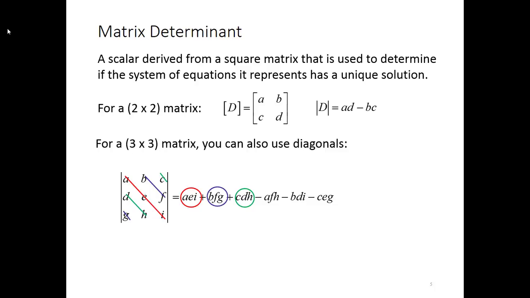So those give us our first 3 diagonal terms in the positive direction, and then we get 3 diagonal terms in the negative direction. So A requires F and H to complete a diagonal. BD requires an I, and then finally CEG. And all of those are negative diagonals because they're heading off in the opposite direction.